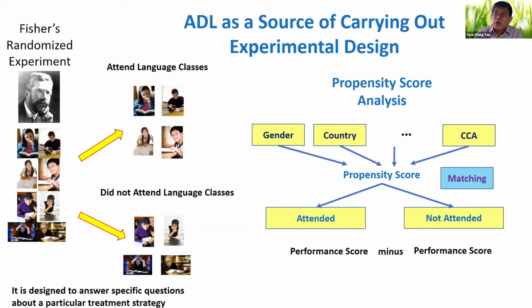Then it depends on the outcome that we want. Let's say if the grades or the performance score is the outcome, then we compare the performance score of those attending the language class and those not attending any class, after we select those comparable in their propensity score into these two groups. Yeah?